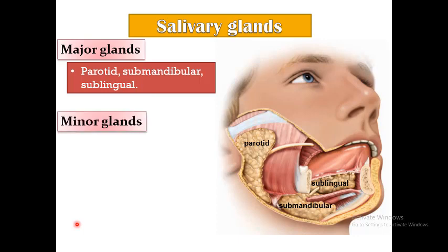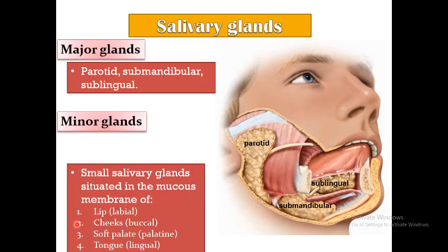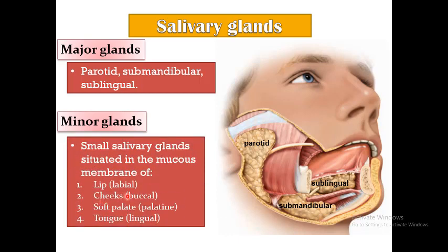We have other minor salivary glands. Minor salivary glands are small glands. They are scattered in the lips to form labial glands, in the cheeks, buccal glands, in the soft palate, palatine glands, and in the tongue, lingual glands.